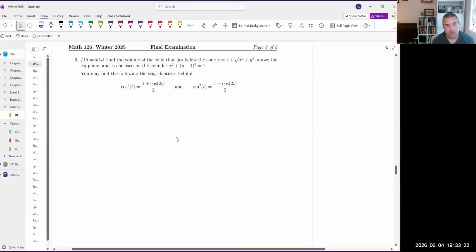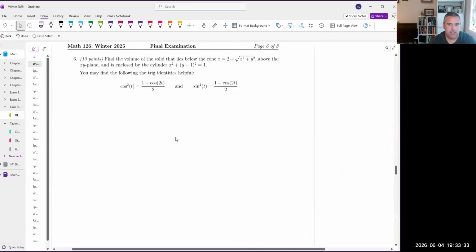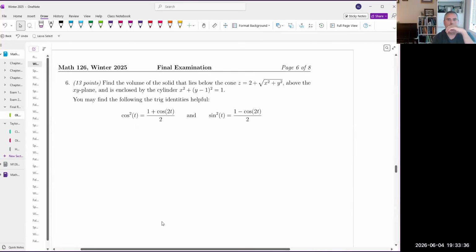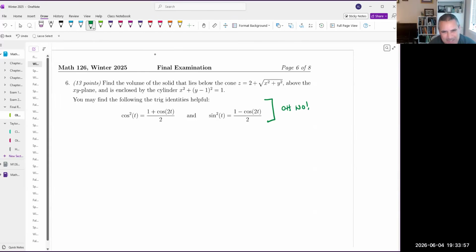Okay, let's look. I think this was a question asked. Did somebody ask number six? Yes, great. Find the volume, and hopefully we can see this. I think I've zoomed in and out a few times. Find the volume of the solid that lies below the cone and above the XY plane and is enclosed by the cylinder. You may find the following. So my first reaction is, oh no. Why are they telling me these identities? Is it a really hard problem? But don't let stuff like that distract you.